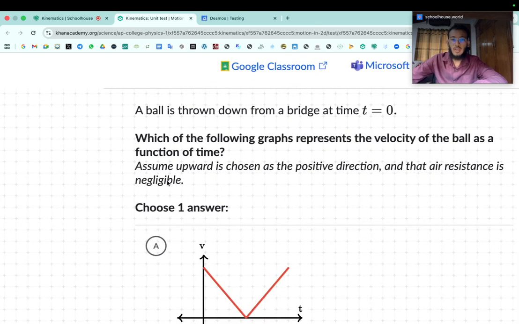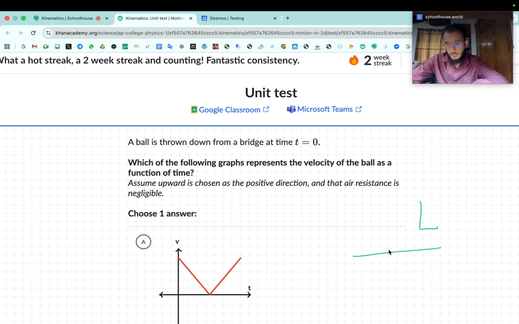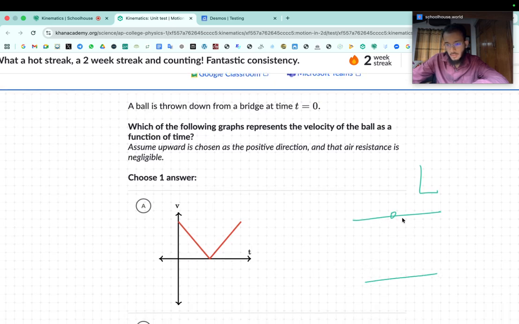So a ball is thrown down from a bridge. Let's say we have a bridge here, and we have a ball here, and it is thrown down at time t equals 0. Which of the following graphs represents the velocity of the ball as a function of the time? Assume upward is chosen as positive direction and air resistance is negligible. Now we don't have any change in the direction because it's thrown down from a bridge, and it is just in the negative direction.